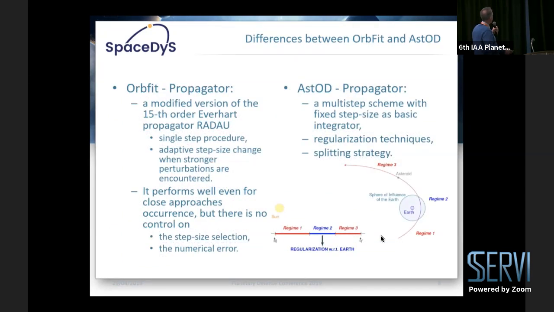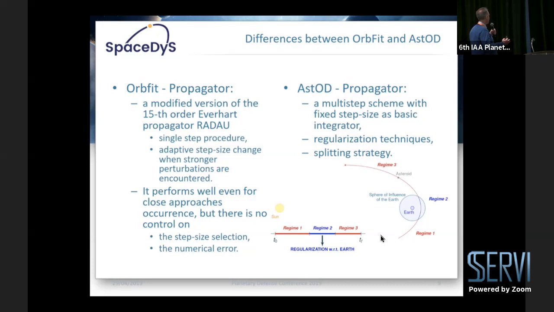What is the difference between the two softwares? Okay, our old one is using the Everhart Radau propagator, which uses a single step procedure and adapts when going through closer approaches. So it performs well, but there is no control on the step-size selection and on the numerical error.